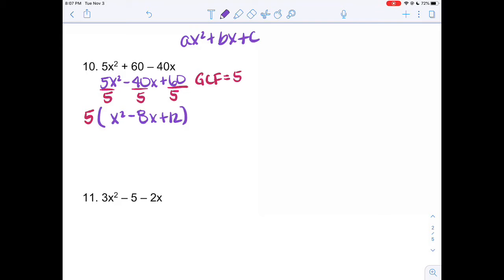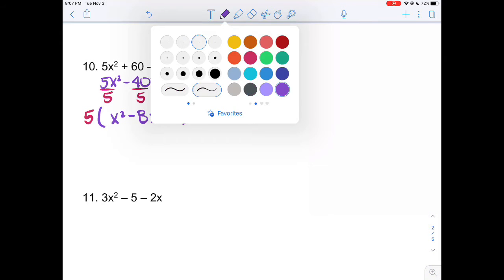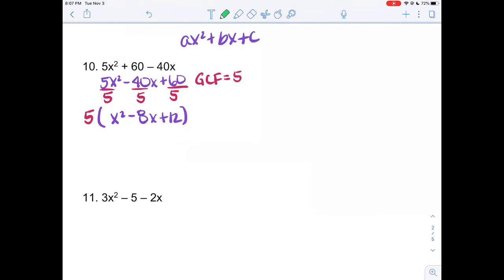Now, why is it important to make sure that we're in standard form? If we didn't do that first, we couldn't correctly identify our a, b, and c value. Remember that our a always has to be with our x squared term, b with our x term, and c is our constant. So that's why it's important.